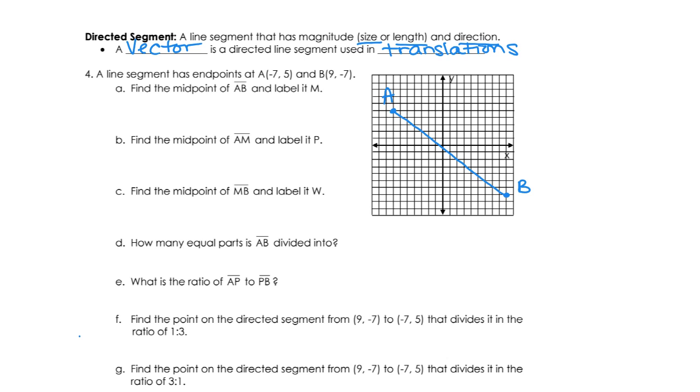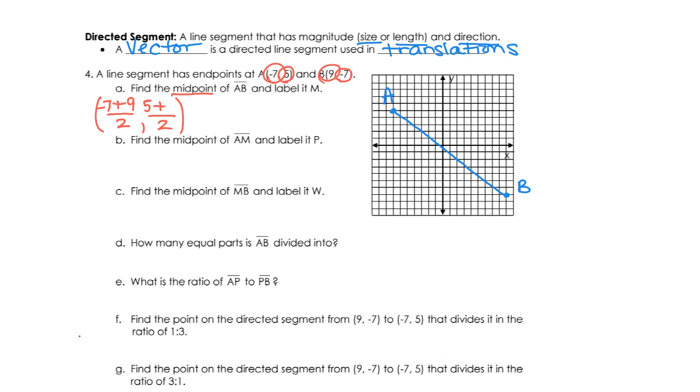All right. In part A, it says find the midpoint of AB and label it M. Because they're asking for the midpoint of our line segment, we just say, all right, midpoint, what do you do? Add them together and divide by 2. We're going to take our x coordinates and add them together first because x comes first in a point, including a midpoint.